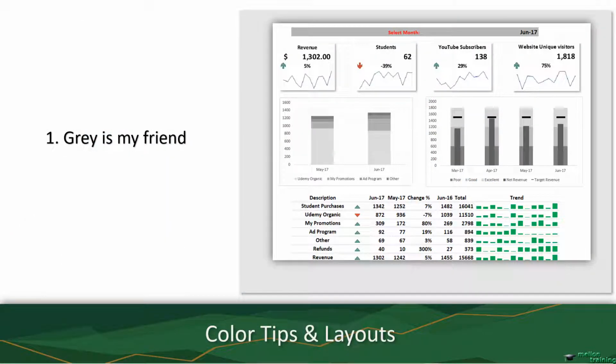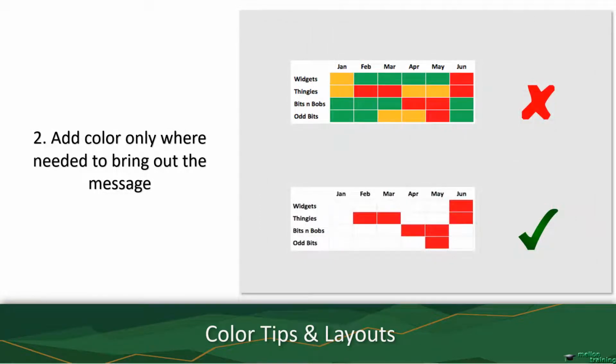Gray is my friend. After white, the background color, the most used colors in my dashboard should be gray. Sounds boring, doesn't it? But that's the point. Everything on the dashboard cannot be a significant item, so if it's not worth highlighting, it should be gray. Add color only where needed to bring out the message.